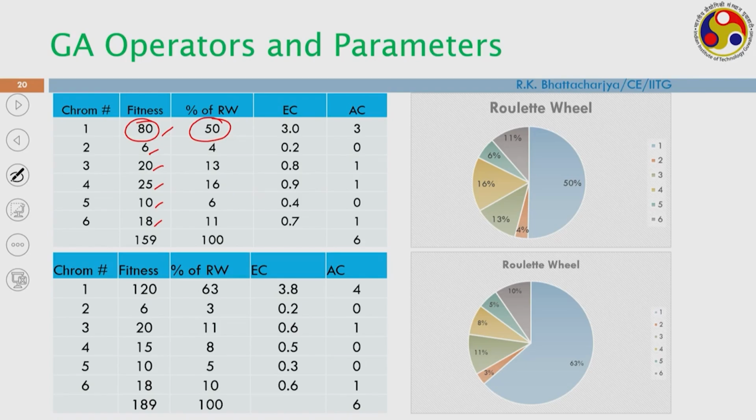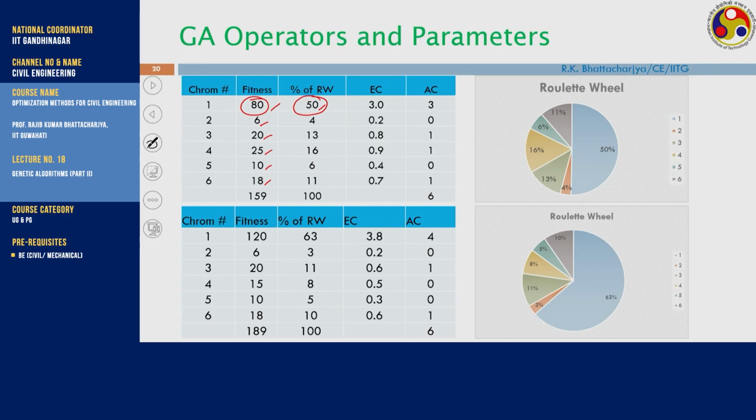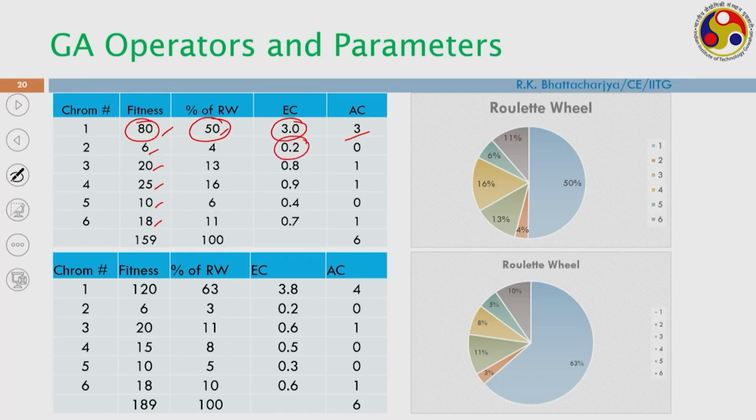In this case, you can see that it is occupying 50% of the roulette wheel. That means the probability of selecting that particular solution is again 50%. Therefore, the expected count you are getting is 3, and the actual count is also 3. Then the second solution is the worst solution, the expected count is 0.2, so it is not selected. Then the third one, expected count is 0.8, you are selecting one. The fourth one 0.9, you are selecting one. The fifth one is 0.4, so its actual count is 0, and the last one is 0.7 and the actual count is 1.